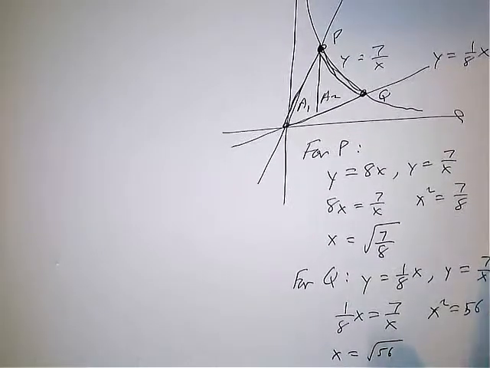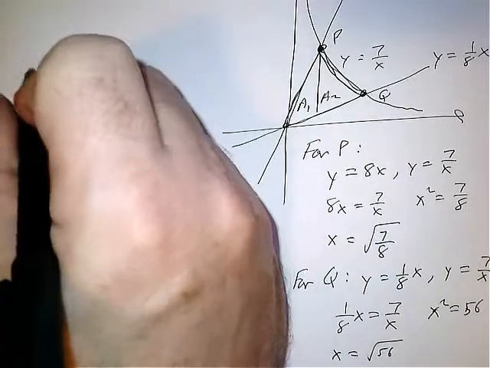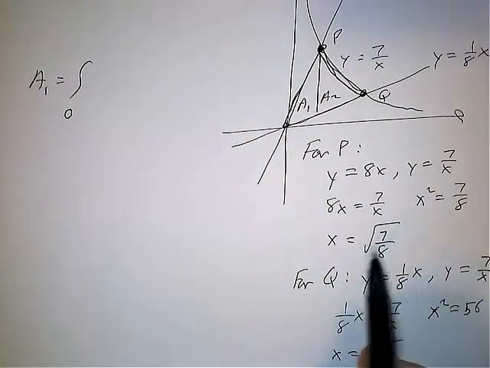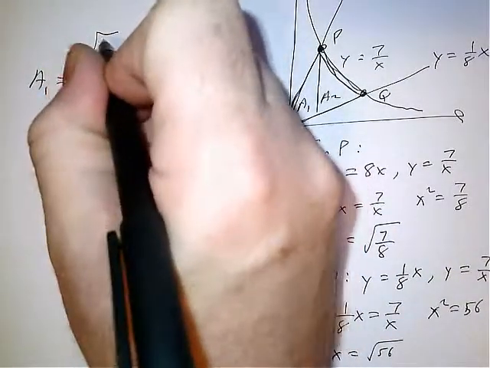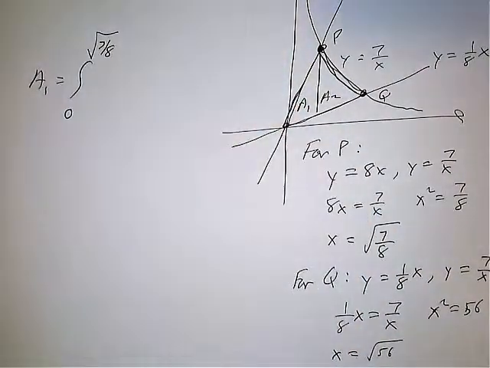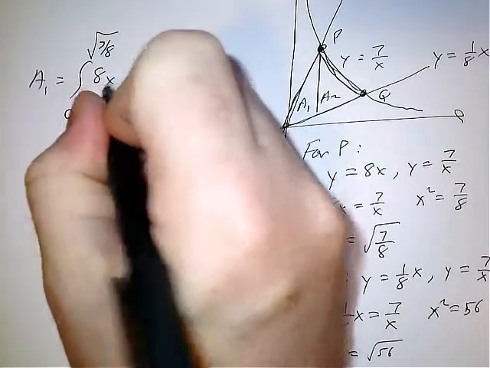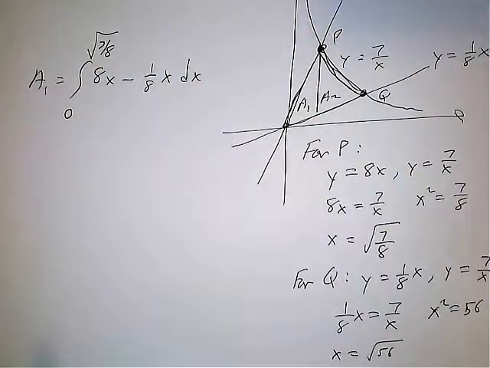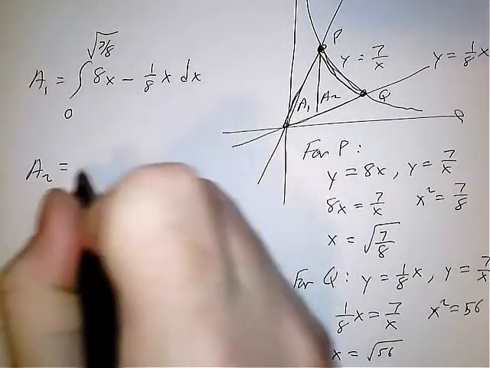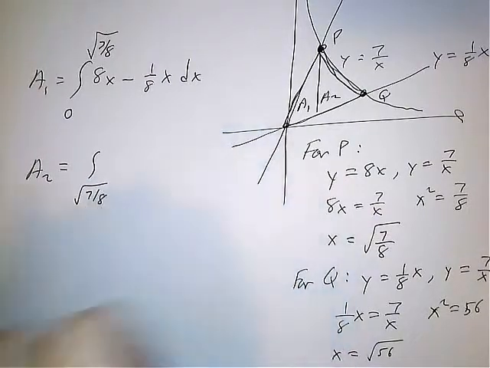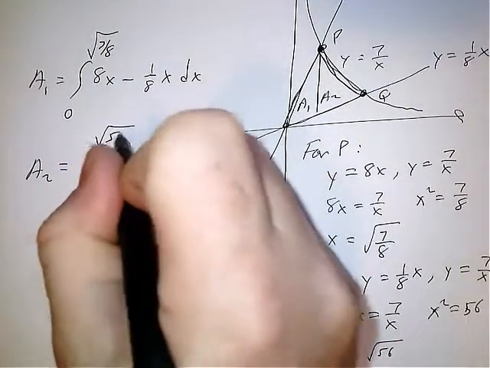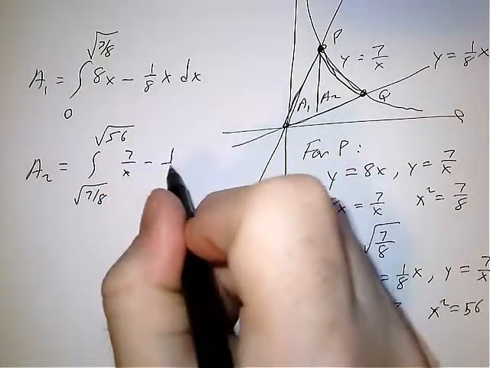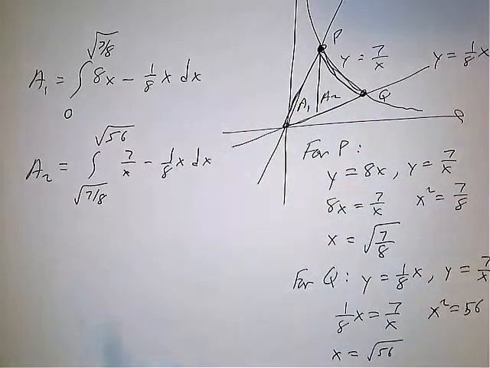Okay, so my A1 here is the integral from 0 to the x coordinate there, square root of 7 over 8. The upper one is 8x and the lower one is 1/8 x. And then A2 is the integral from square root of 7/8 to square root of 56 of 7 over x minus 1/8 x dx.